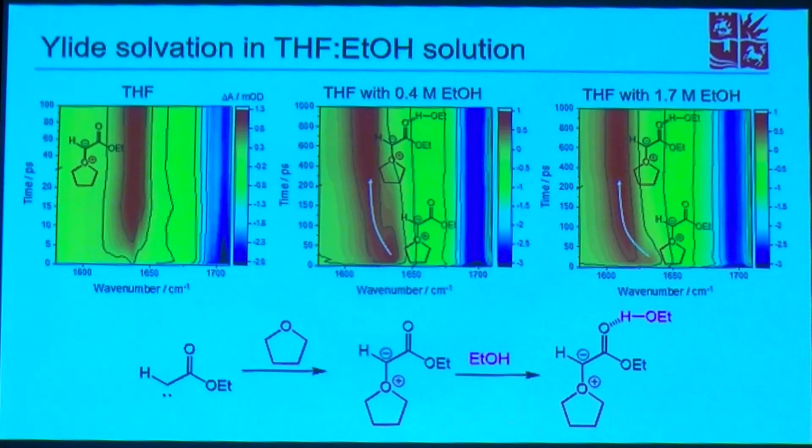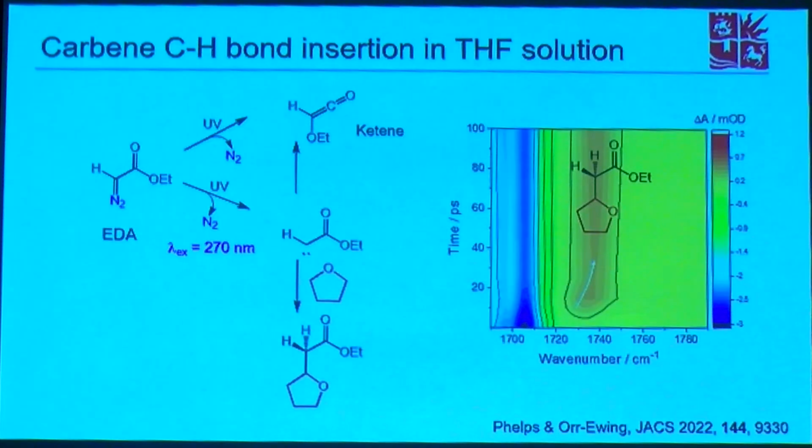So we get a very detailed picture of the photochemistry in solution. We can also look at other chemistry. Carbenes are quite promiscuous in their chemistry. They will react by insertion into chemical bonds, and we can see the carbene in this case inserting into a CH bond in tetrahydrofuran and giving another carbonyl shifted band, this one shifted to higher wave number, appearing in the spectrum, and we attribute that to this bond insertion product of the carbene chemistry.